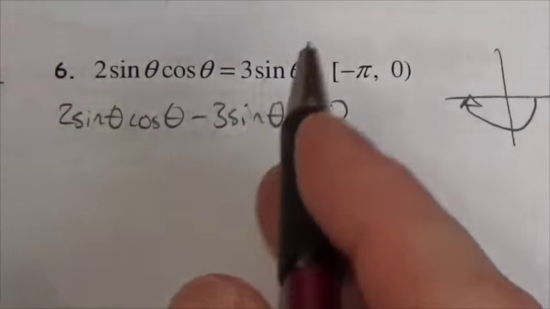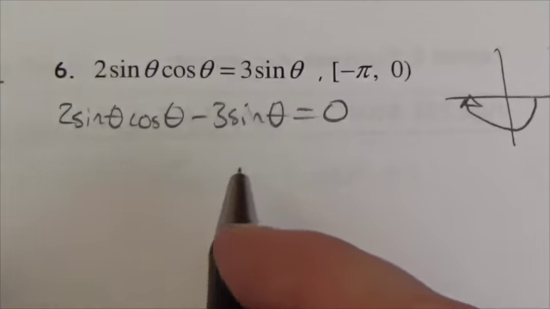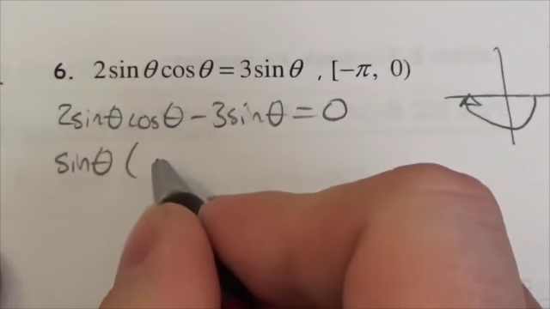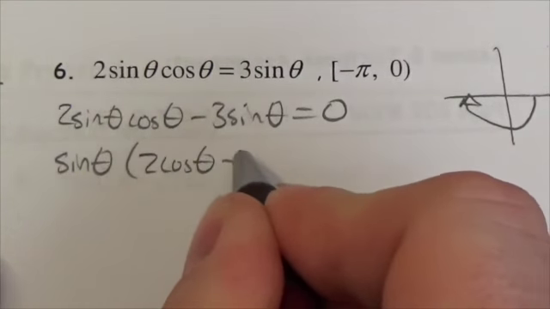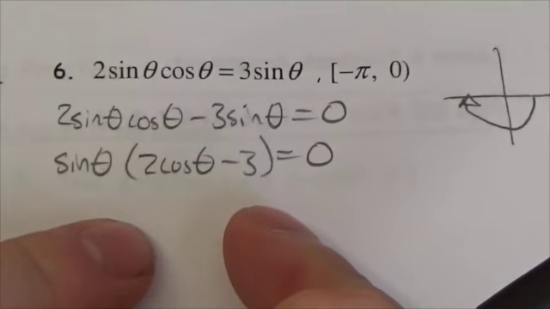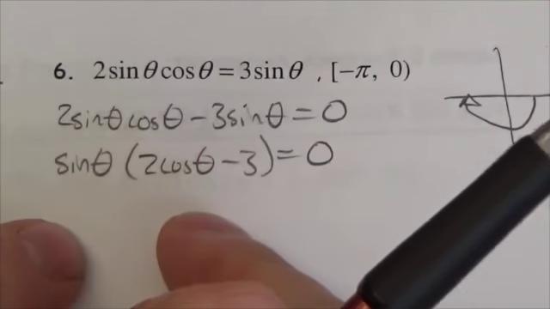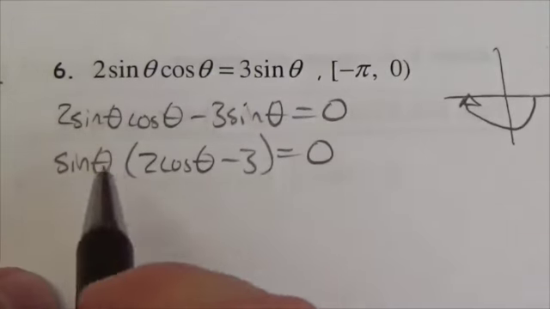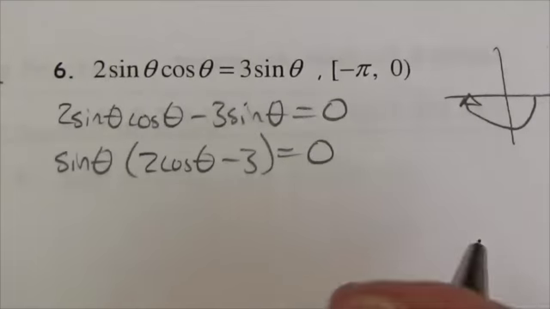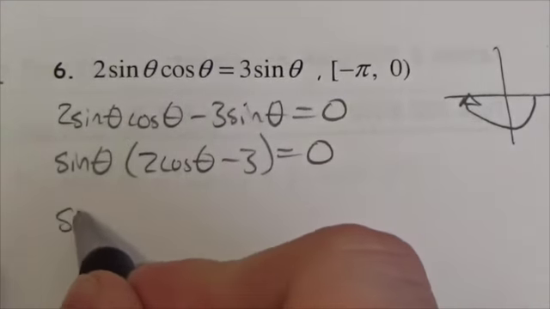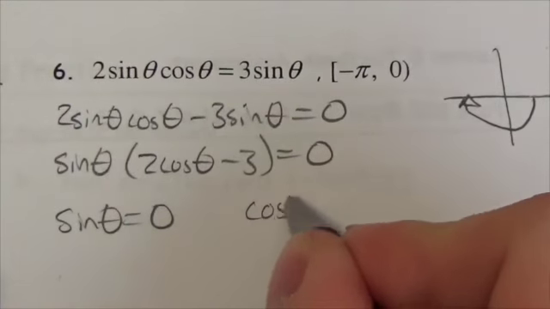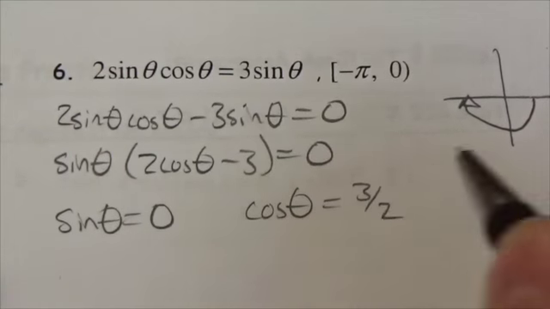Now, instead of canceling those out by dividing by sine, what I'm going to do is I'm going to factor that out. And then I'm left with 2 cosine of theta minus 3 equals 0. Now, that is a much better form of the equation here, because the sine and the cosine have been factored apart. They're in two different factors here in this equation. So now, my solution is either that the sine of theta is equal to 0, or that the cosine of theta is equal to 3 over 2.